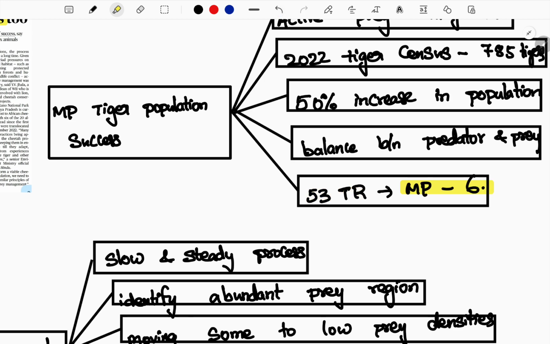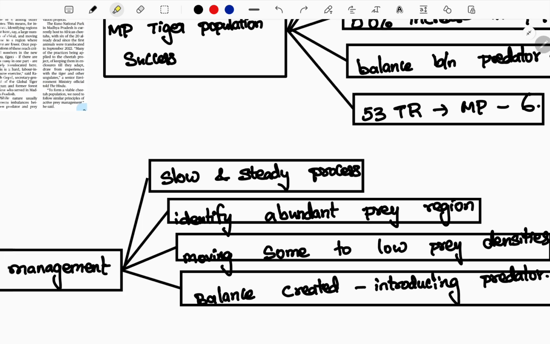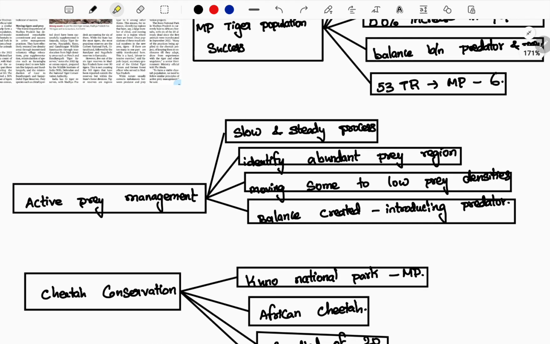In Madhya Pradesh, there are 6 tiger reserves. Most of them are not that highly populated, but the work that they have done successfully has made certain tiger reserves more populated and more successful. And next, what is the method they followed? The Madhya Pradesh government has followed active prey management. What is this active prey management?